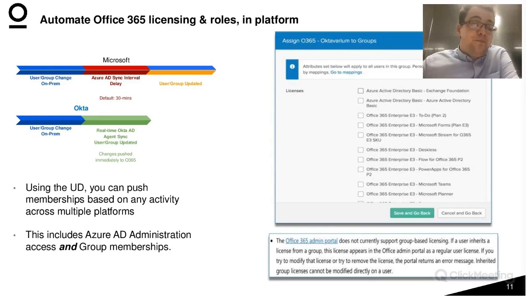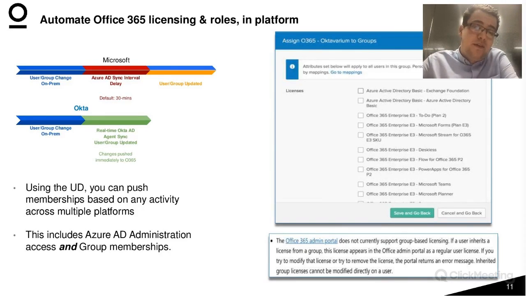And you can force the sync, but that's extra administrator workload, it's extra administrator time, and it can be quite frustrating. Now, with Okta, it actually pushes licenses and roles using the Graph API, and it pushes it, generally speaking, in real time. So I think the biggest delay I've ever experienced with a license push is about 2 minutes, and that's still a lot better than 30, right?